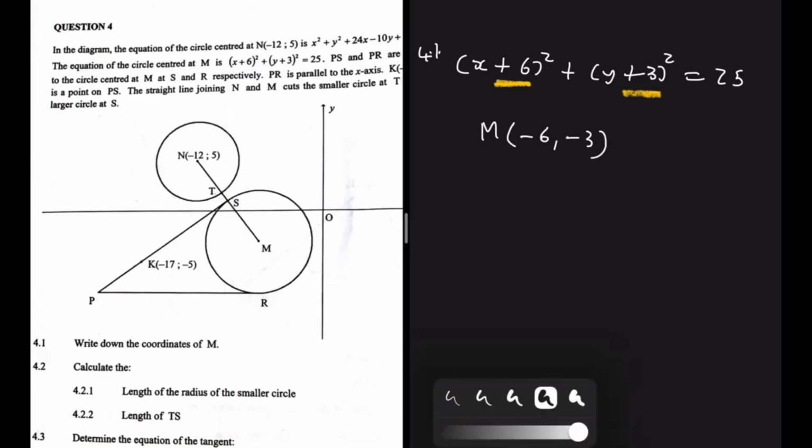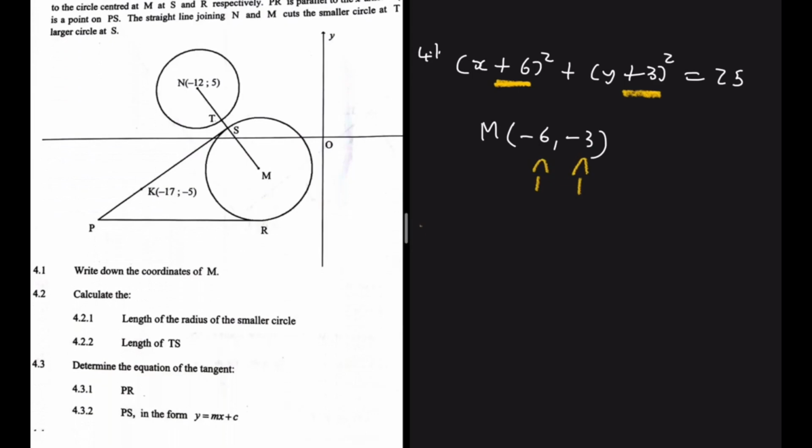So if it was x minus 6, the x coordinate will be positive 6. And then if it was y minus 3, then the y coordinate will be positive 3. But here they're positive, and then on our center we shall have minus 6 and minus 3. Right, that's how it works when it comes to the coordinates of the center of a circle. Right, let's do the following question.